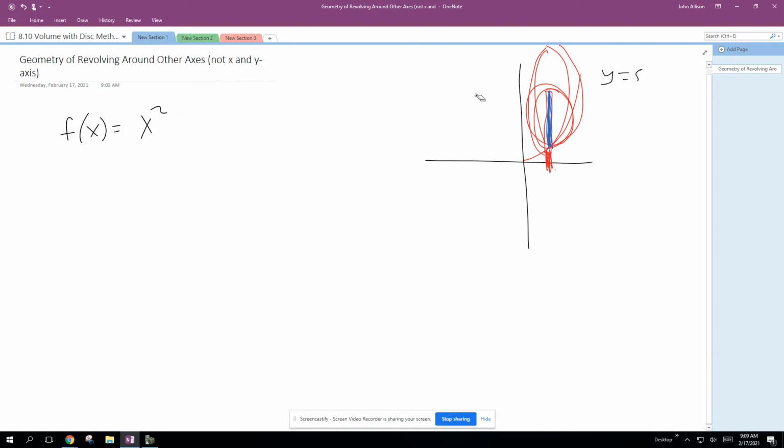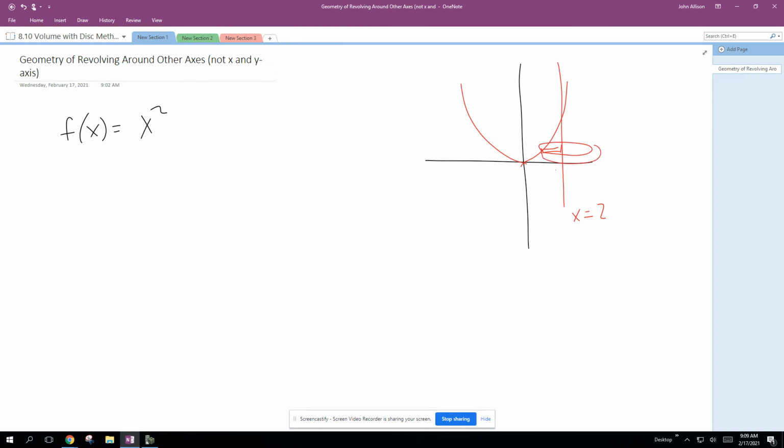Let's do an example with a y. Let's say we're going to use f of x equals x squared. Still, we have the parabola. This time, let's revolve this around the line x equals 2. And so let's take this region and revolve it around the line x equals 2. If we revolve it around that vertical line, then we're creating this horizontal cross section.